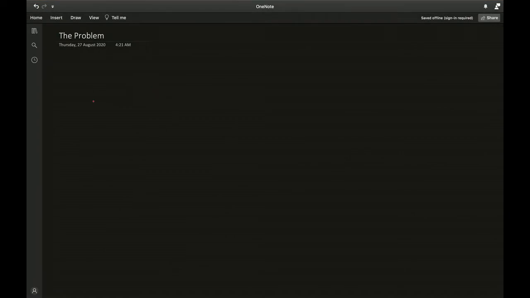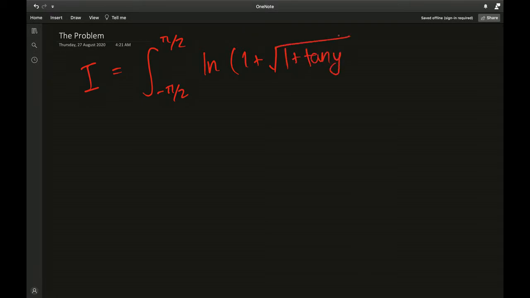Okay, so the problem at hand, I'm going to call that I, is equal to the integral from negative pi over 2 to positive pi over 2 of natural log of 1 plus square root of 1 plus tan of y dy. Now the only natural thing that anyone can do at this point is to introduce the u substitution.